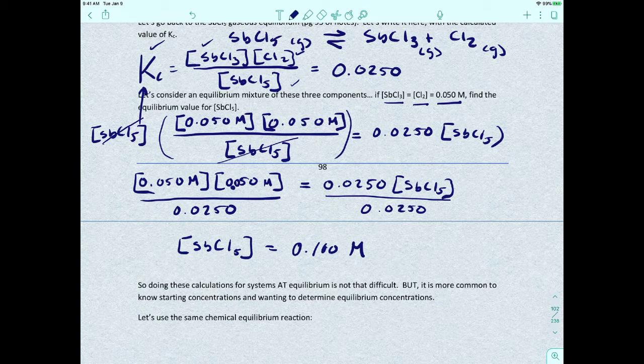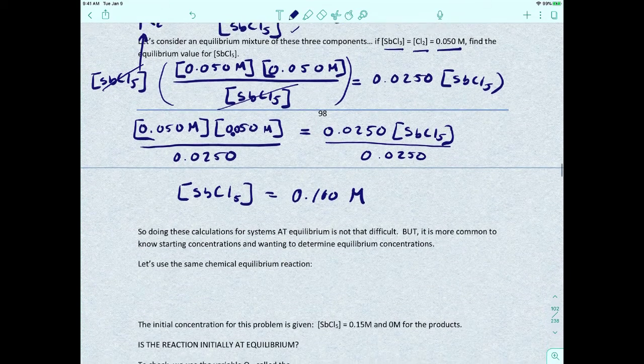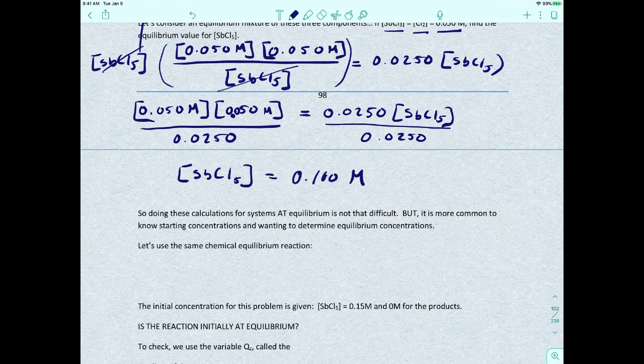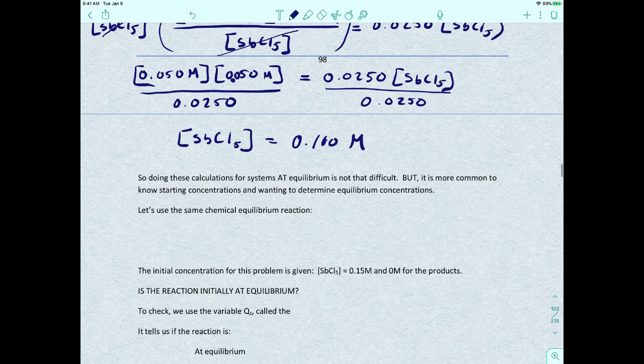That's how you would solve for the concentration at equilibrium for one of the reactants. We could do the same thing for a product. If we know all the concentrations at equilibrium, we can solve for Kc, not a problem. Doing the calculations at equilibrium is not that difficult, but it's more common to know the starting concentrations and want to know the concentrations at equilibrium. So that's where we're going to go next.